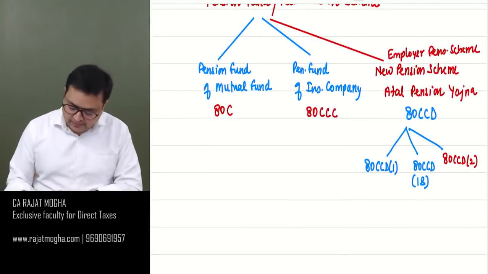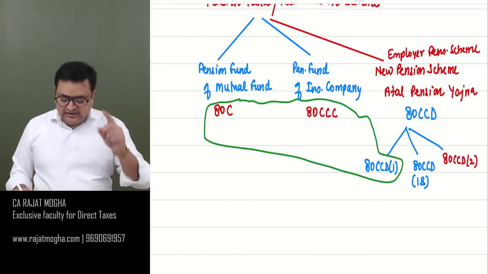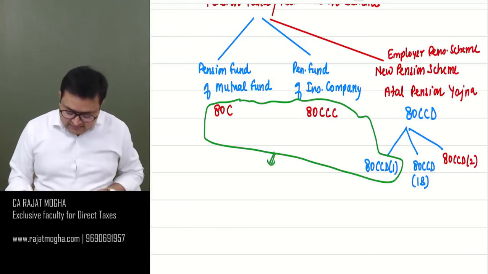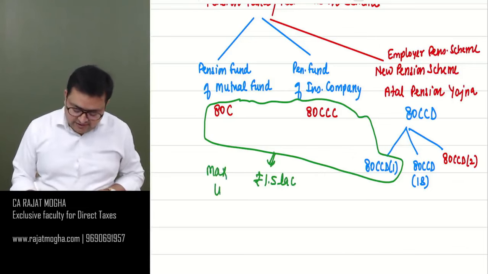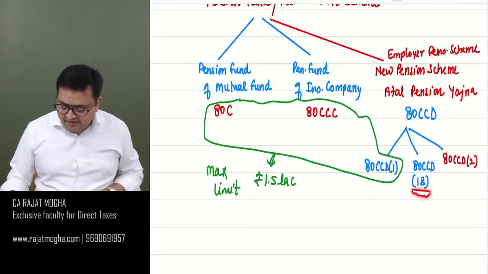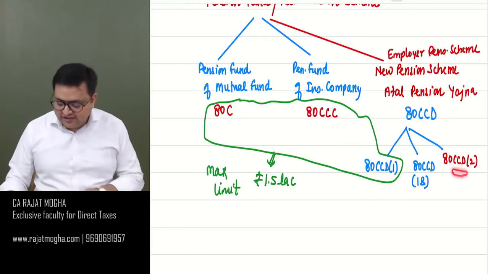Now, these three, 80C, 80CCC, and 80CCD1, the maximum limit is rupees 1.5 lakh in total. Maximum limit is 1.5 lakh in total for 80C, CCC, CCD1. CCD1B is not in this 1.5 lakh. It has its own limit. 80CCD2 has its own limit.